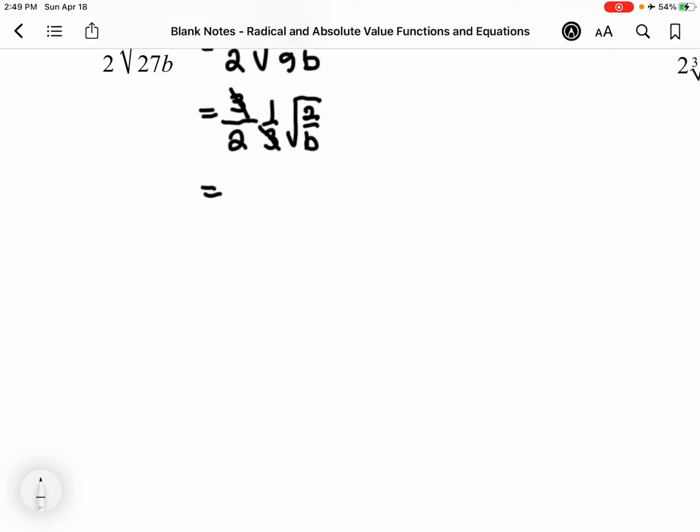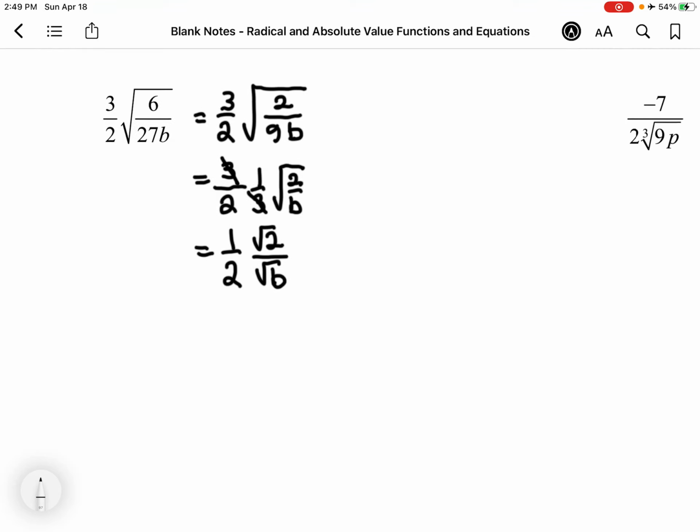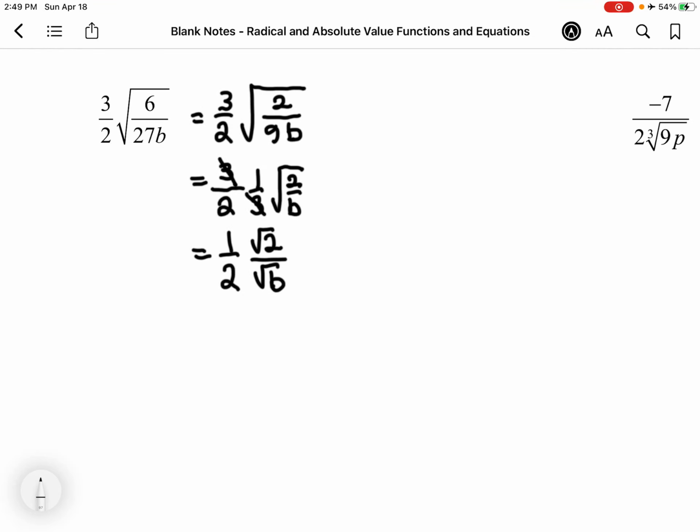Okay, sweet. This 2 over b, with a 1/2 on the outside, I can break down into 2 radicals, a root 2 over a root b. And now I can rationalize this denominator. So I can multiply this by the square root of b over the square root of b. In the numerator, the square root of 2 times the square root of b is the square root of 2b, over 2 times the square root of b times the square root of b, which is just b. So that would be the simplified answer.